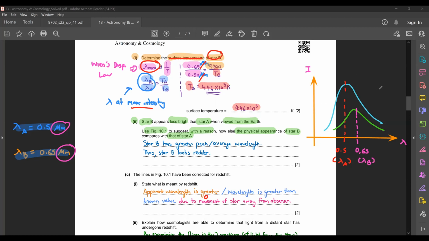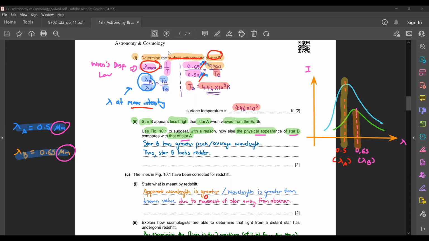So you're supposed to make use of this graph shape here to describe how else the physical appearance of star B would be when compared to star A. So right now, if you look at the wavelength at peak intensity for both stars, star A is right over here, whereas star B is right over here.